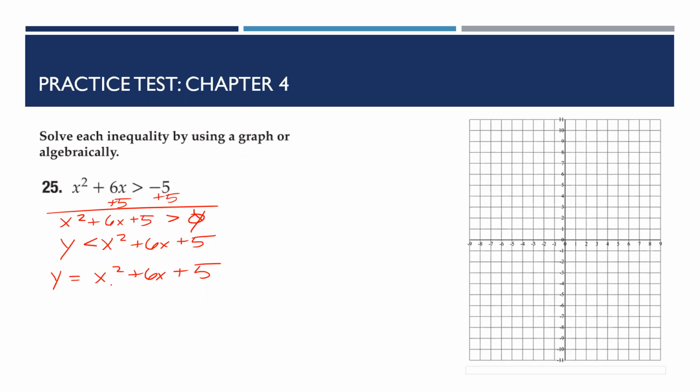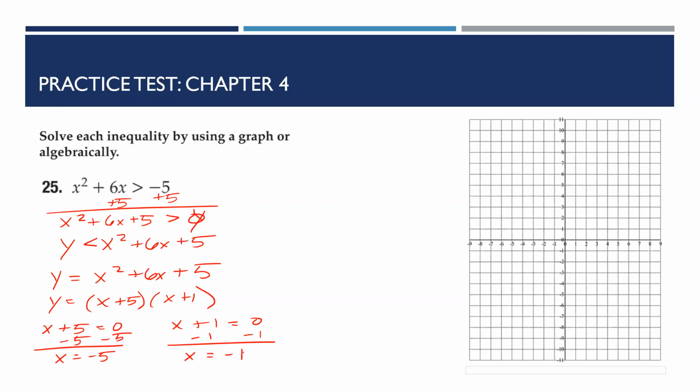I'm going to use factoring as my method for solving this equation, because I can see that this is a positive 5, and I know 5 times 1 is 5, and 5 plus 1 is 6. So this can easily be factored. This would be x plus 5 and then x plus 1. So I set these equal to 0, and I've got x plus 5 equals 0. Subtract 5 from both sides, and x is equal to negative 5. And then x plus 1 is equal to 0. Subtract 1 from both sides, so x is equal to negative 1.